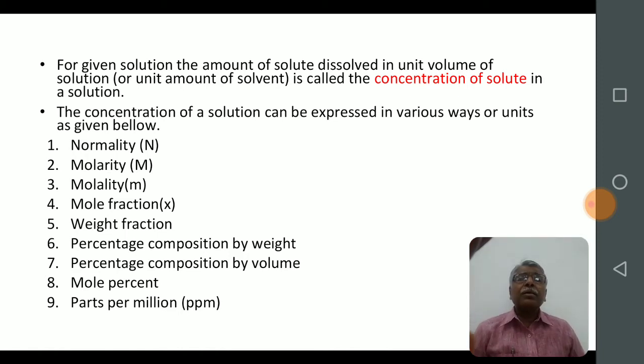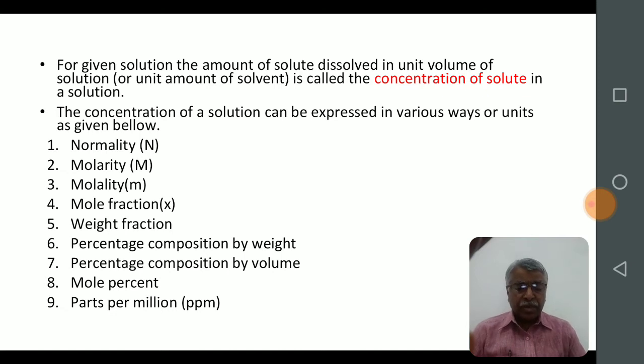Third is molality. The number of moles of solute present in 1000 grams or 1 kg of solvent is known as molality. Then mole fraction. Mole fraction is the ratio of the number of moles of the substance to the total number of moles of all the substances present in the solution.